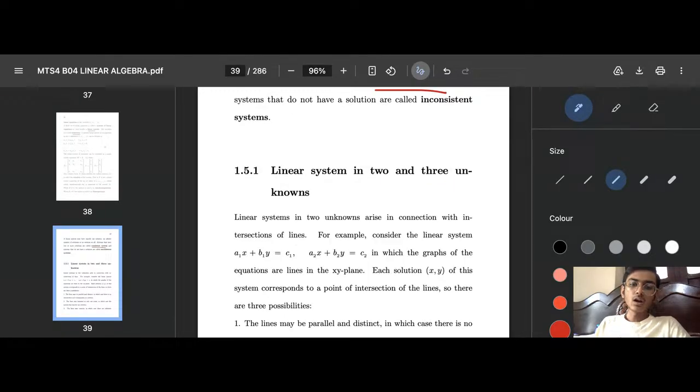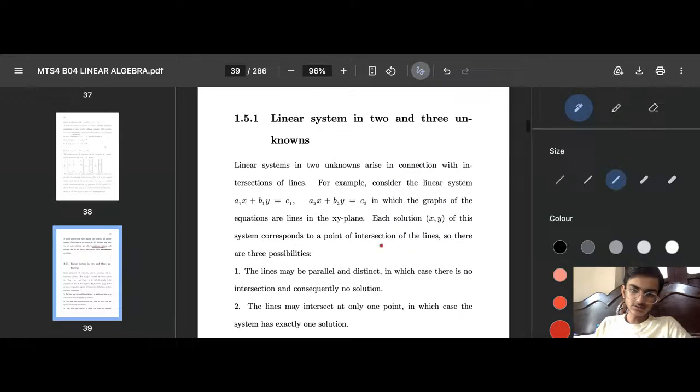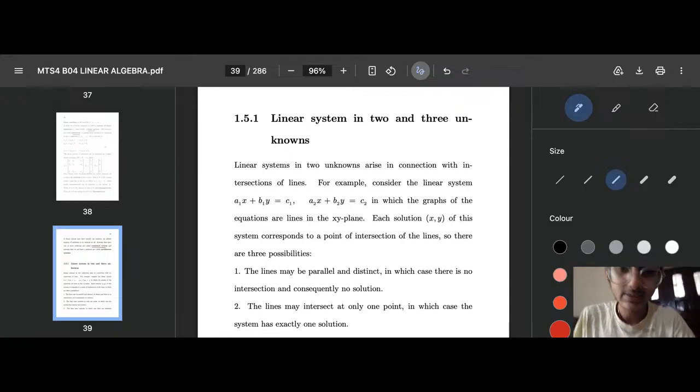Now we will be discussing the linear system in 2 and 3 unknowns. That is the concept of a line, and then the plane also. A linear system in two unknowns arises in connection with the intersection of lines. This is the geometrical interpretation of a system of linear equations. If we are discussing the two unknown system, then we are discussing the point at which two lines intersect, and that point of intersection is the solution.